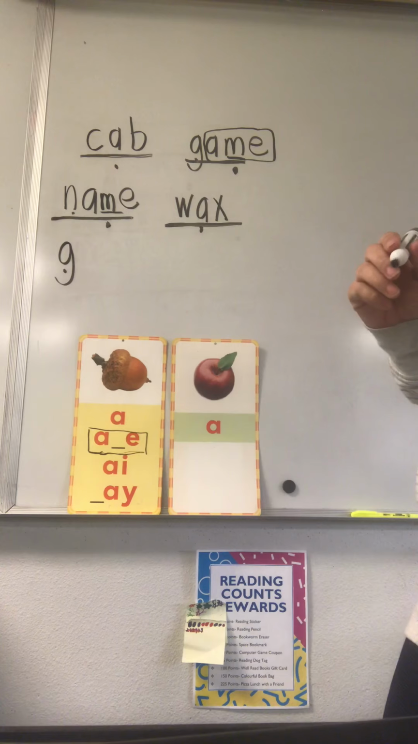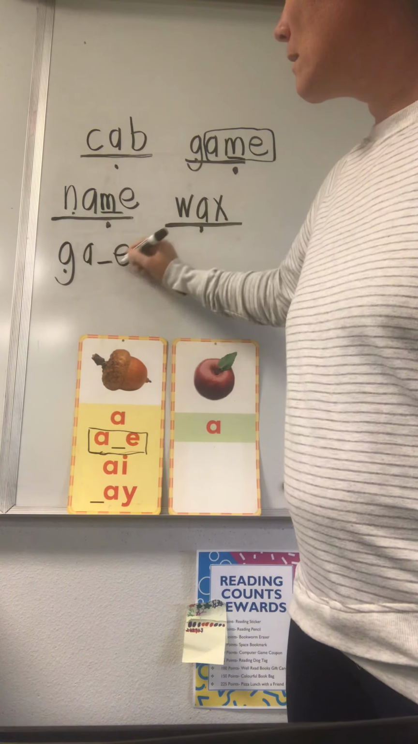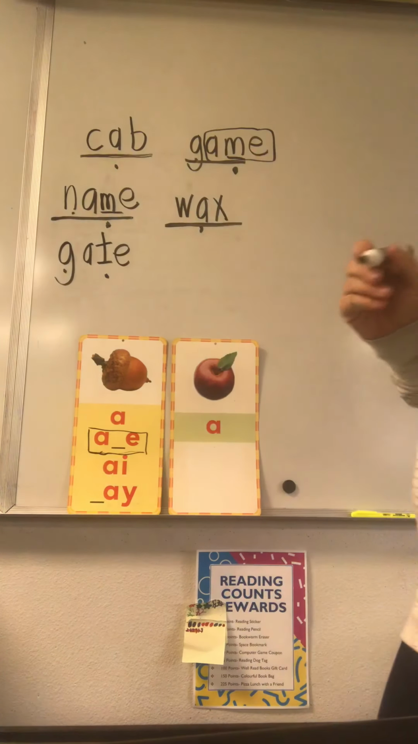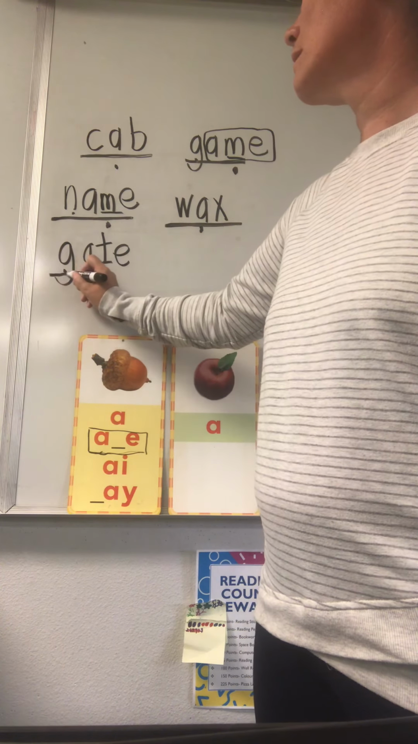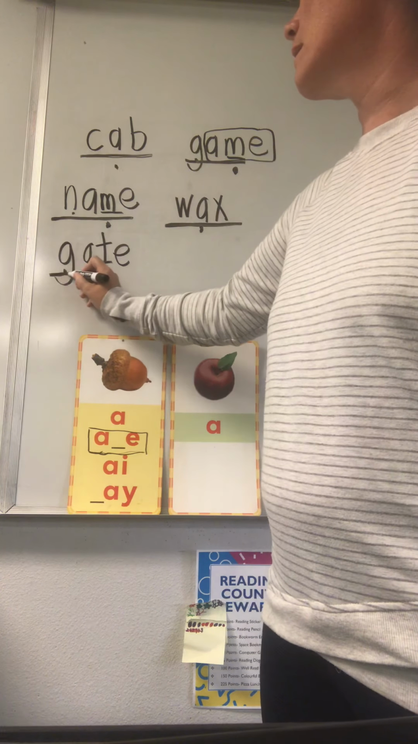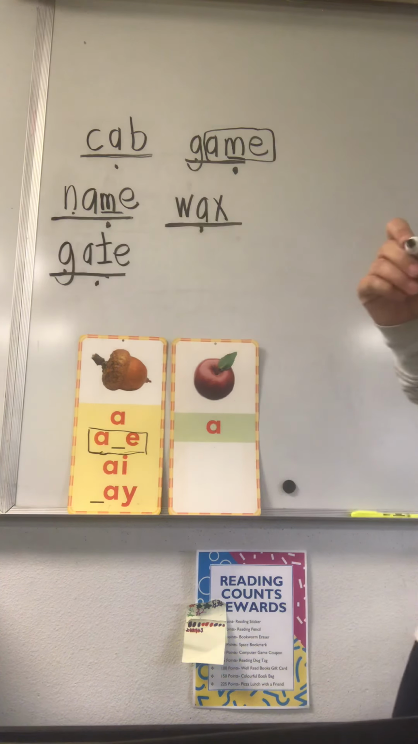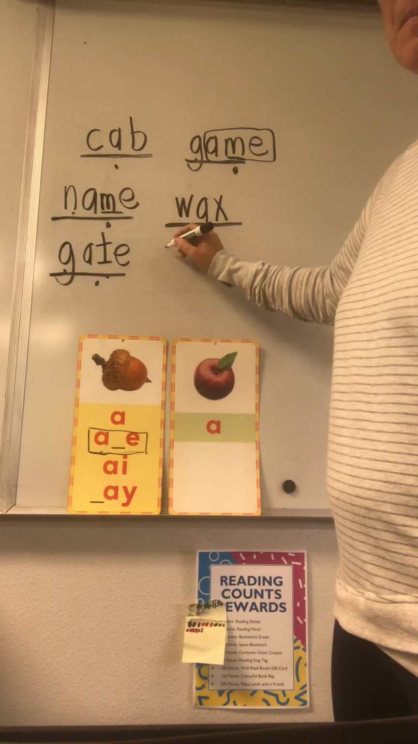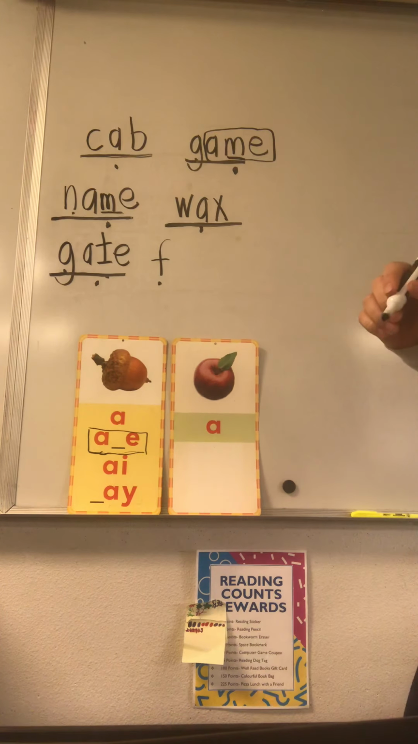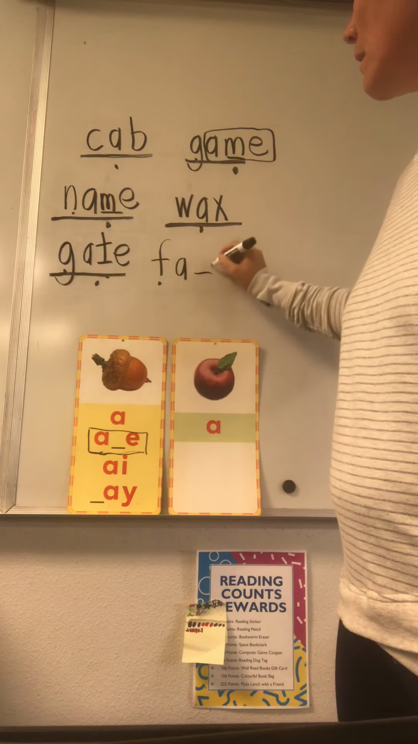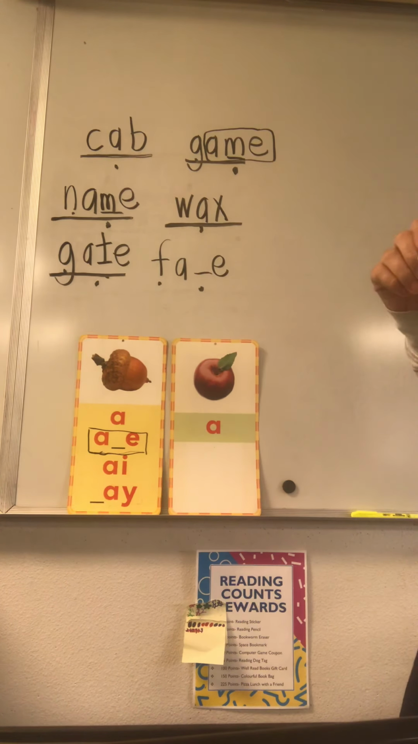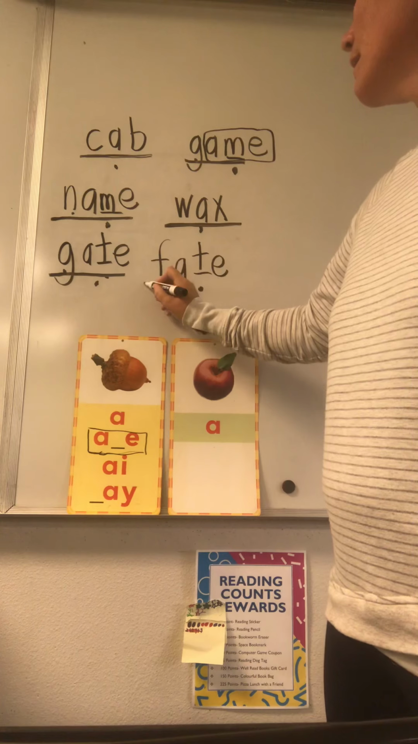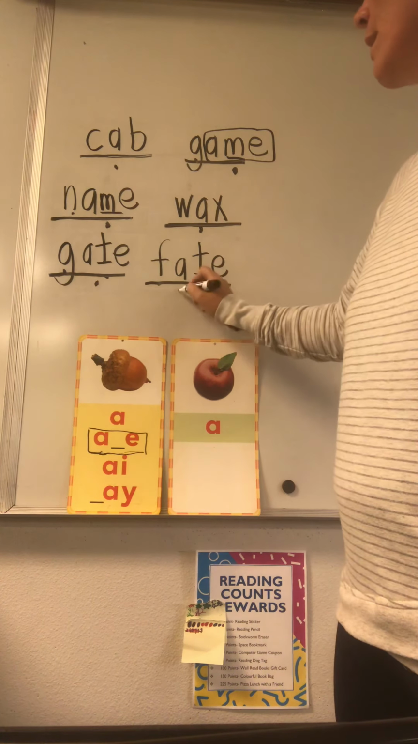Sound. G. Sound. A. Sound. T. Let's blend. Your turn first. Now with me. G, eight. Word. Gate. Good job. Okay, next one. Sound. Sound, A, sound, T, let's blend, F, eight, word, fate.